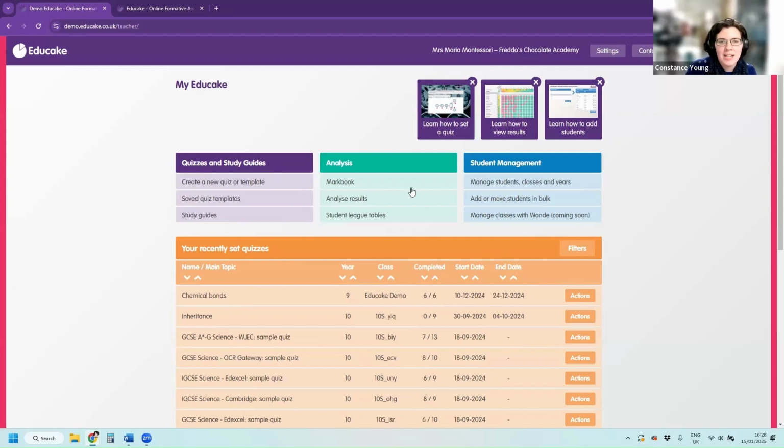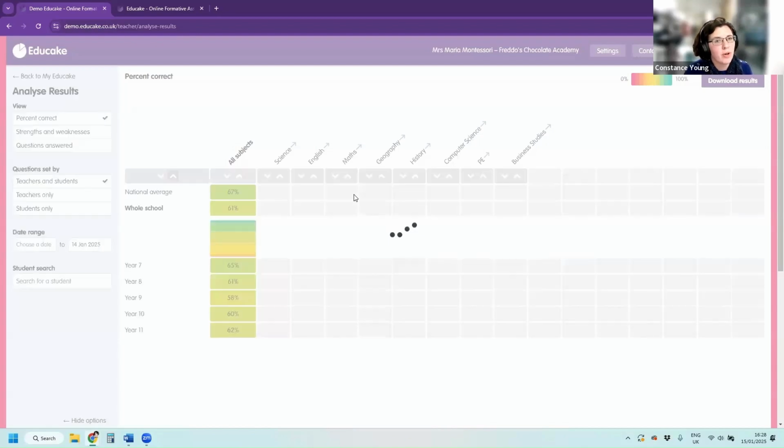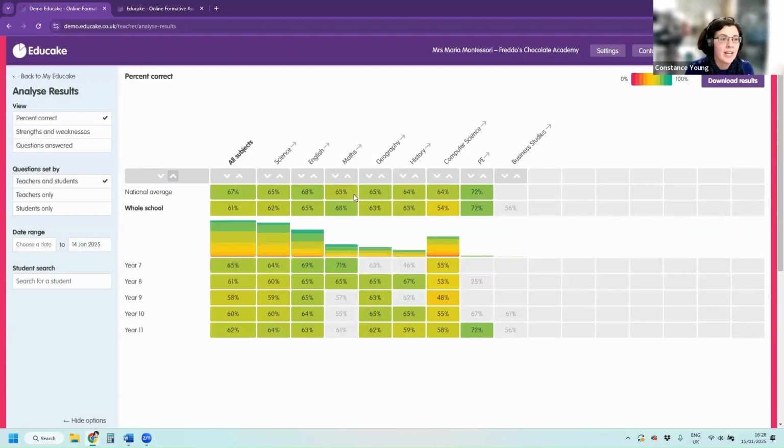So we have created an analysis tool. It's called Analyze Results right here. So I'm just going to pop into it. We've worked really hard to make sure that it is easy and intuitive to use, but also incredibly flexible so that it can be used to answer the really wide variety of questions that you or leadership in your school might have about your student population, all the way down to individual students.